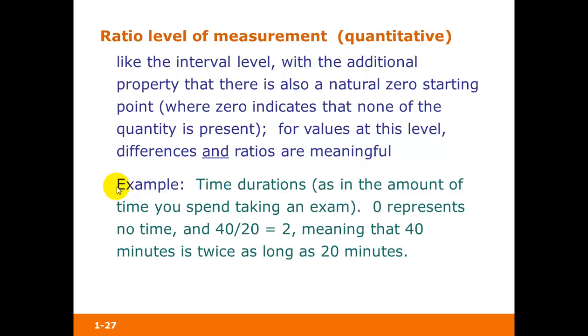For example, instead of time as in the year that something happened, if we look at time durations, as in the amount of time you spend taking an exam. 0 represents no time, so that would mean that you spent no time taking the exam. And if one person took 40 minutes and the other person took 20 minutes, if we divide 40 by 20 and get 2, that means that the person who took 40 minutes took twice as long as the person who took 20 minutes. So there's a meaning that we can get out of this ratio.